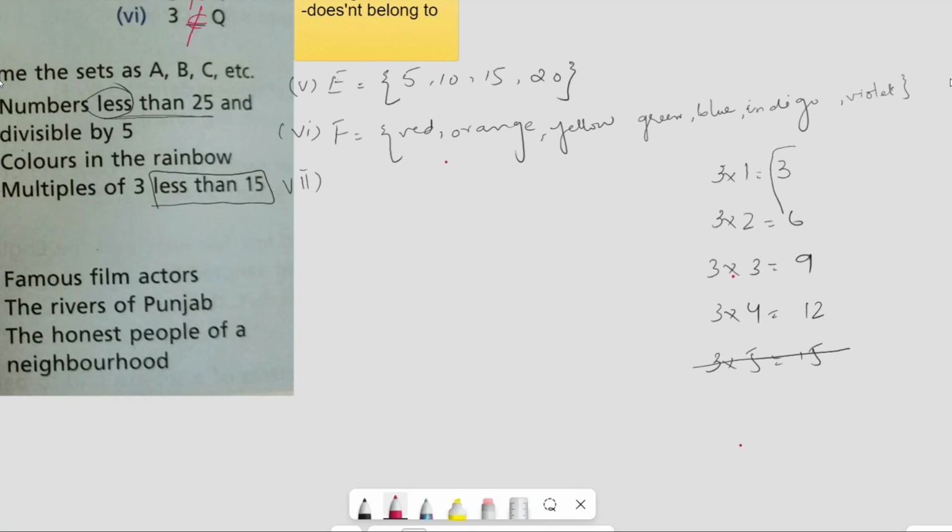We have to list down all the multiples of 3 but they must be less than 15. So let's list it down as G, 3, 6, 9 and 12. Fine. I hope you have understood this one question as well.